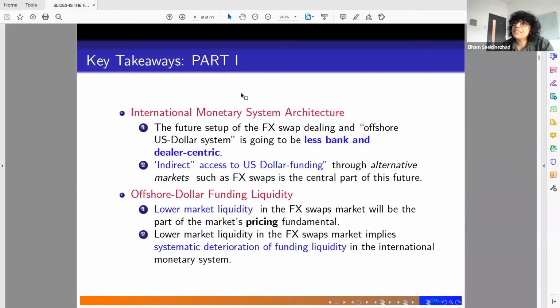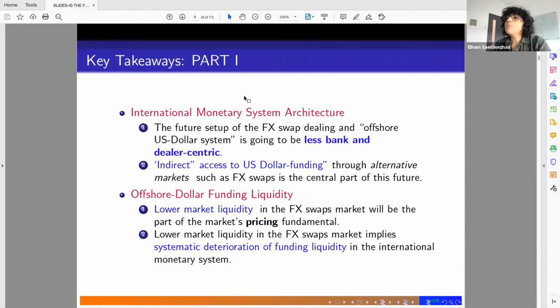So what are the key takeaways after I finish my analysis? In terms of the international monetary system architecture, in the future, we're going to see that this system is going towards a less bank and less dealer-centric architecture, which means that this indirect access to US dollar funding is going to be through alternative players, such as prime brokerage firms.